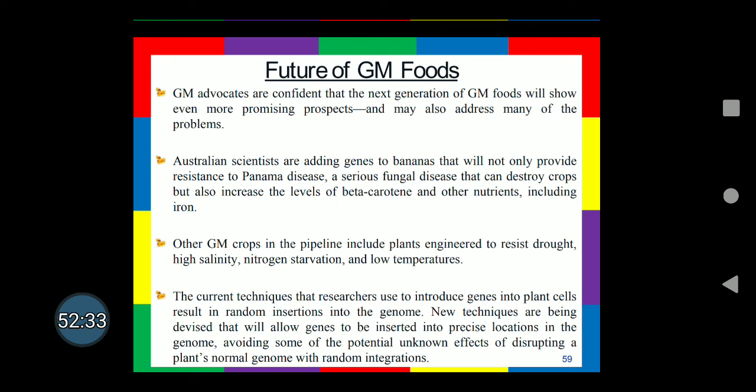The current technique that researchers use to introduce genes into plant cells results in random insertion into the genome. New techniques are being devised to allow genes to be inserted in a precise location in the genome, avoiding some of the potential unknown effects of random integration in the plant genome.